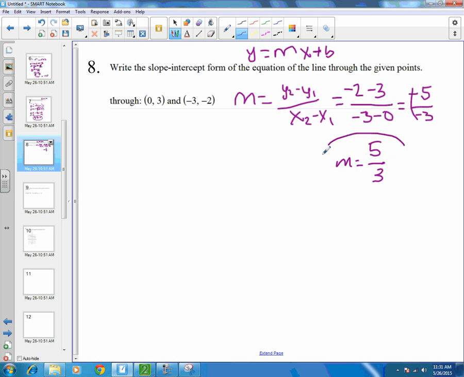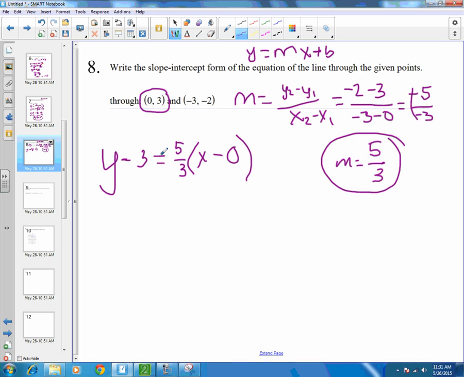So I'm going to take my slope and I'm going to pick a point. You can pick either point. I'm going to pick the first point because it has 0 in it, so I know my math is going to be easier with the 0. And I'm going to plug it into the same formula that I did for number 7: y minus blank, and instead of the blank I'm going to put a 3, equals my slope, which is 5/3, times x minus whatever my x is, which is 0.